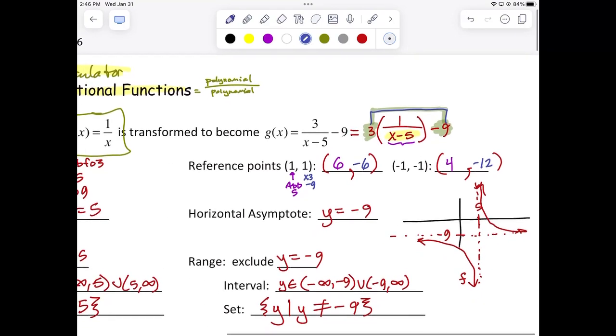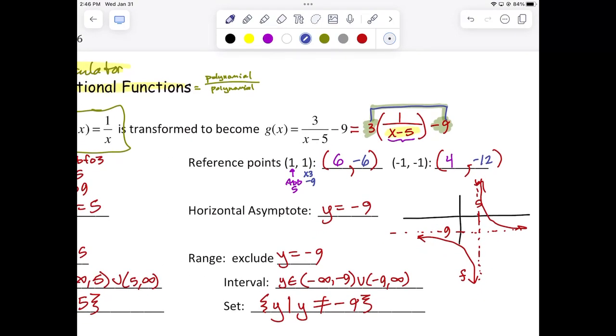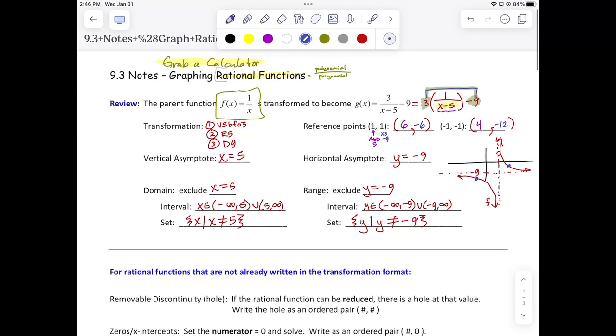Those are the two new points on the graph. You can even graph it. 6, negative 6 would be right there. And then 4, negative 12 would be somewhere right there. Those are the two new points. Okay, good stuff. That's what we quizzed over yesterday. Hopefully now, if you didn't make 100 on the quiz, this right here sets you straight.